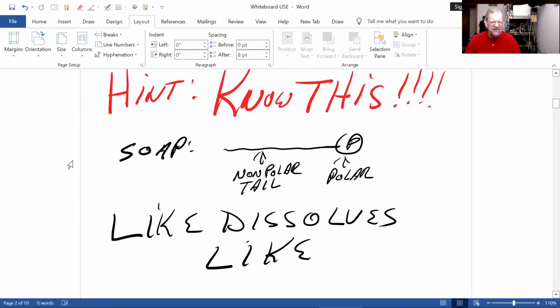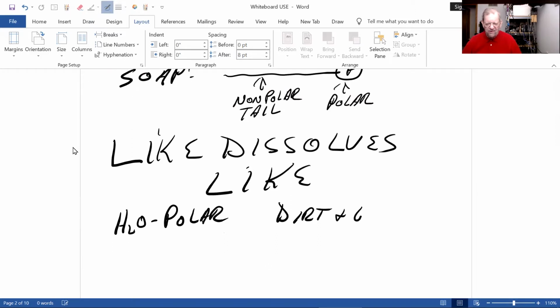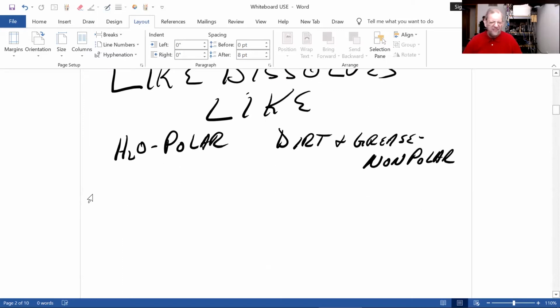I'm not sure, but I think this week's lab, you'll be doing a "like dissolves like" lab. But anyways, remember water: polar. Dirt and grease: nonpolar, which is why you can't wash dirt off with just plain water, because "like dissolves like" tells you it's not going to work.